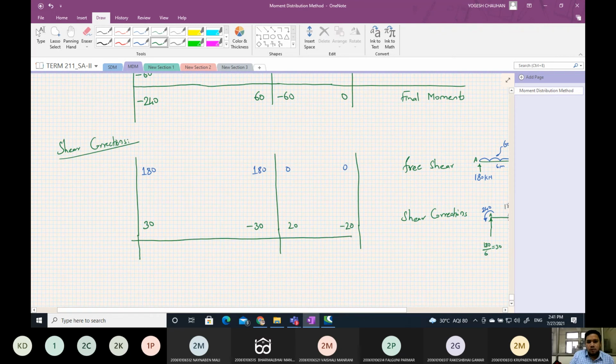So the final shear will be -20 here, 20 here, and this will be 150 here, and this will be 210. And the total shear at support B will be equal to 170 kN.